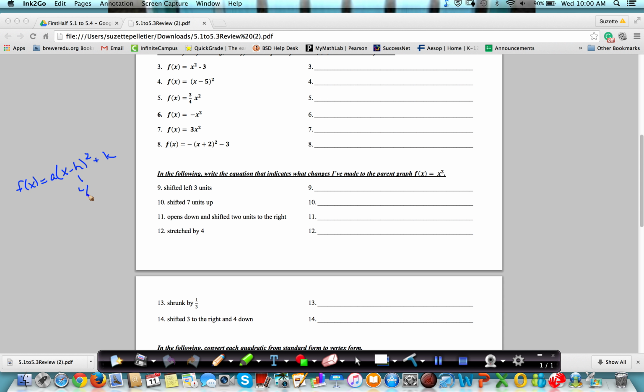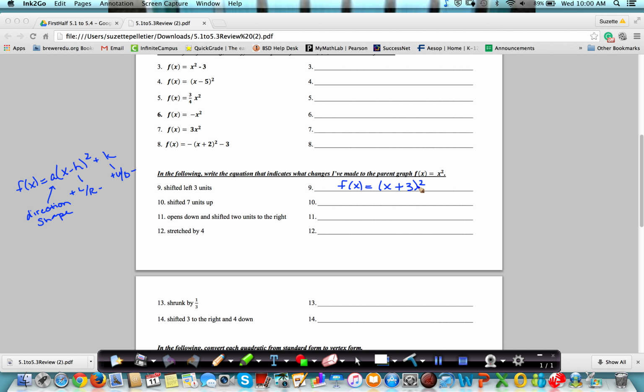So this is left and right. Remember, left is positive, right is negative. We do the opposite. This is up and down, up being positive, down being negative. This is direction and shape. Okay. So shifted left 3 units. Left is positive, so we're going to do f of x equals x plus 3.